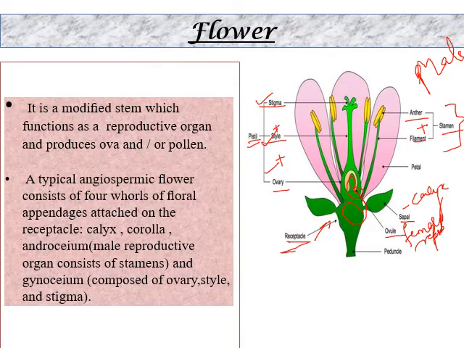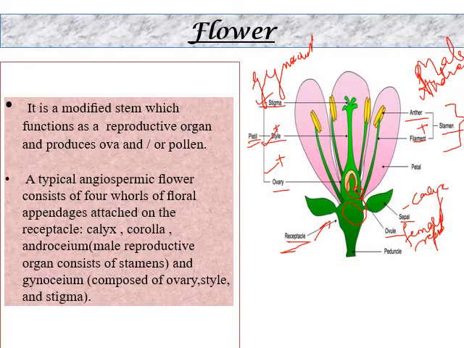This anther and filament together are called the stamen, and this male reproductive part is termed the androecium. This female reproductive part is called the gynoecium. So the androecium, which is the male reproductive part, constitutes anther and filament, together called stamen, and the female reproductive part, which is called pistil, consists of stigma, style and ovary, and refers to the gynoecium.